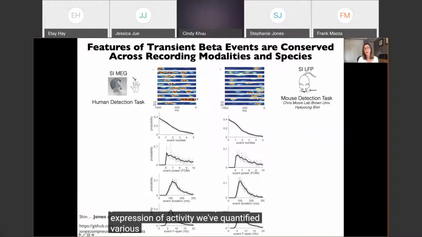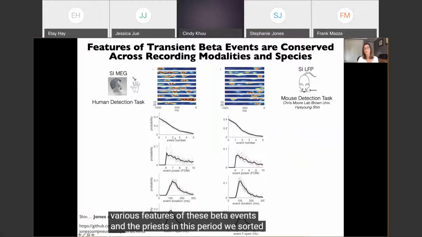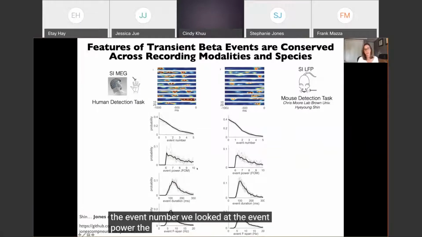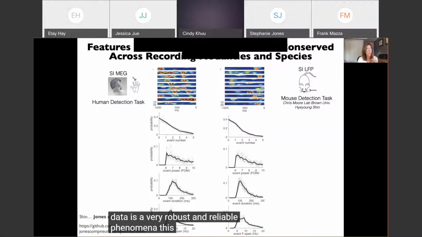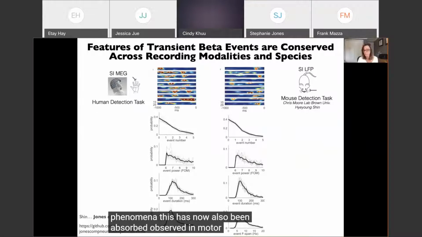We've quantified various features of these beta events in the pre-stimulus period. We sorted the event number, we looked at the event power, the event duration, frequency span, and we found remarkable homology across not only species, but these different recording modalities, which suggests that this transient nature of beta is a very robust and reliable phenomenon. This has now also been observed in motor cortex, striatum. Transient beta activity seems to be very consistent across many different brain areas and paradigms.